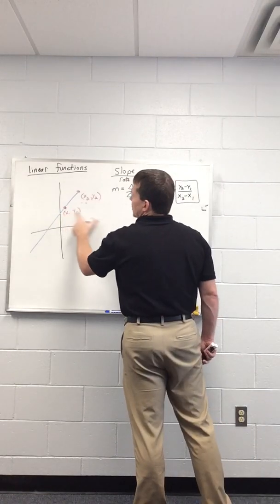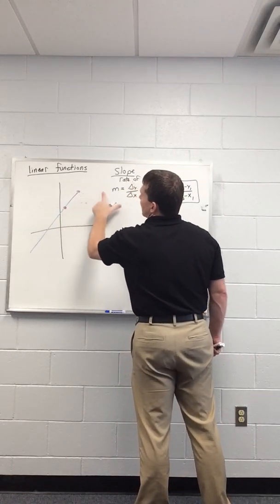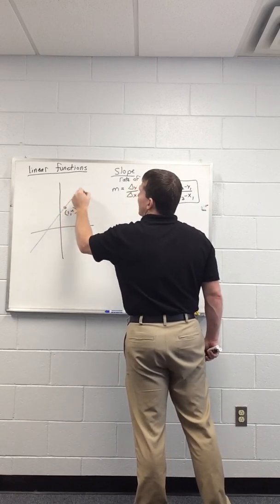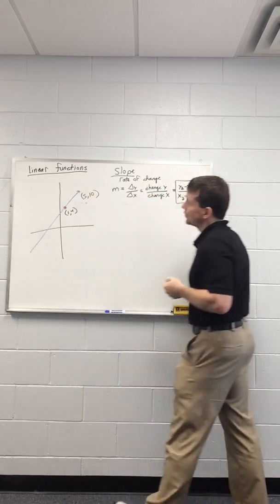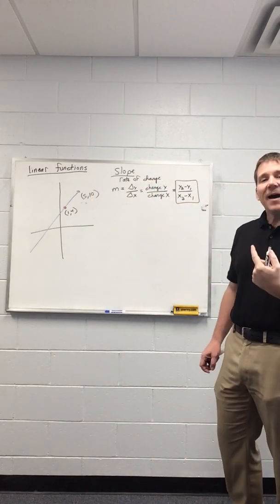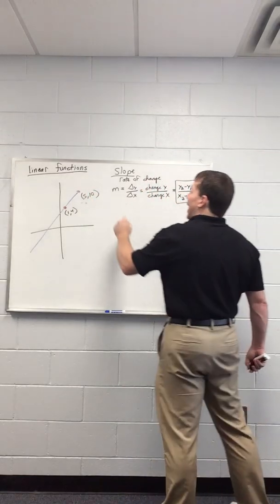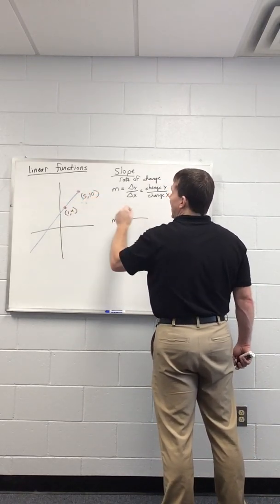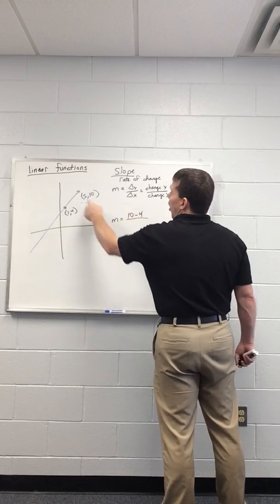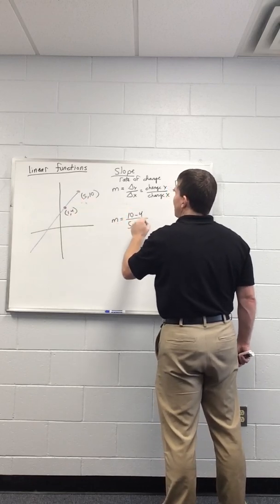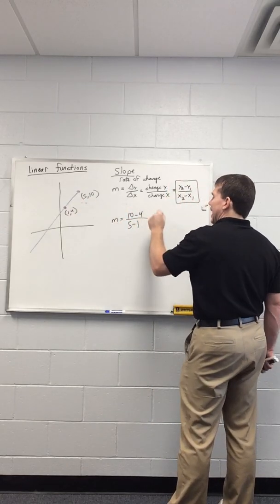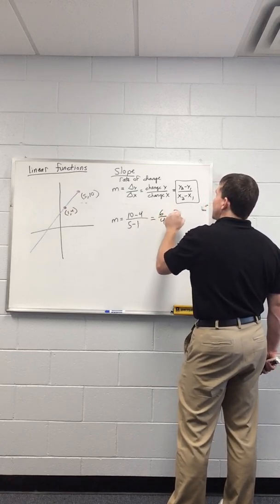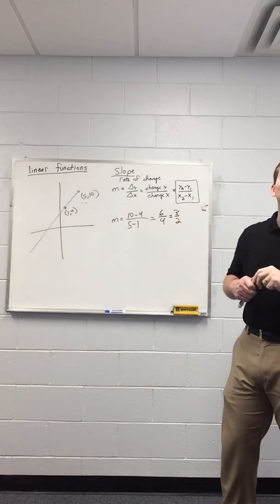But suppose, like I said, this is my line and those are my points. And say this point is (1, 4), and this point is (5, 10). If I then want to find the slope, I just say the slope is the change in y, 10 minus 4, all over the change in x, 5 minus 1. 10 minus 4 is 6, 5 minus 1 is 4, and my slope is 6 over 4 or 3 over 2.